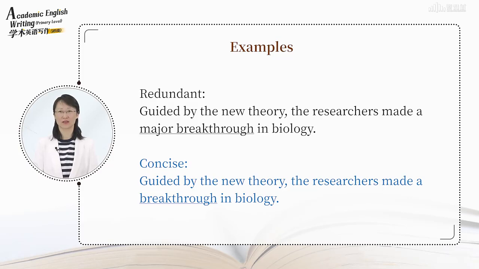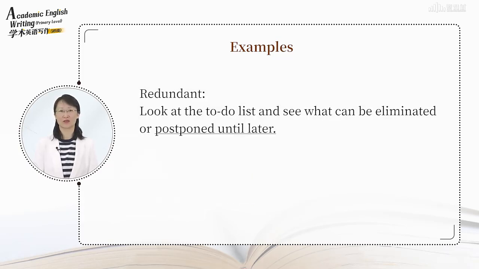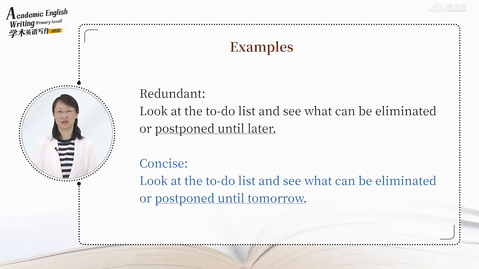Here's another sentence. Look at the to-do list and see what can be eliminated or postponed until later. To postpone something already means to reschedule it at a later time. Thus, the phrase until later is redundant. A good remedy for this phrase would be postpone until tomorrow, or something else that is more specific than later.